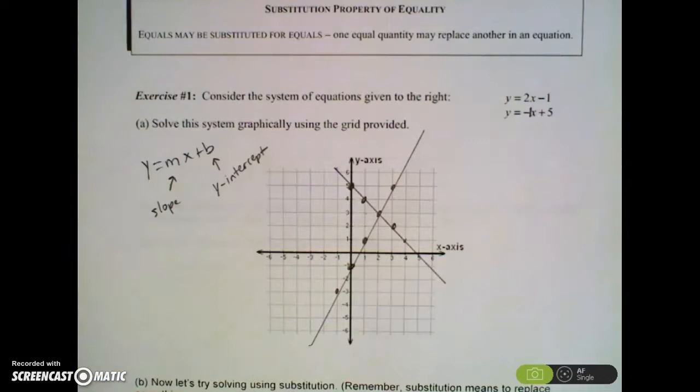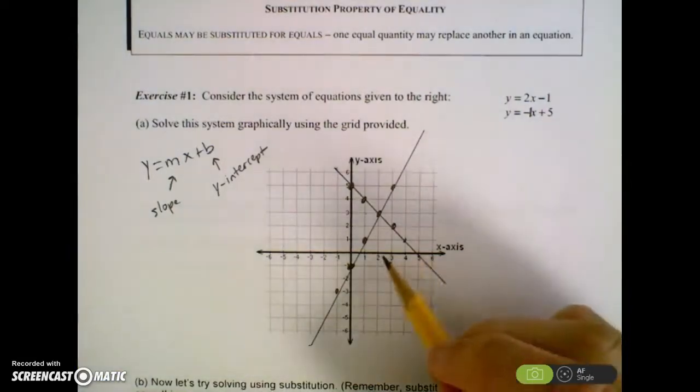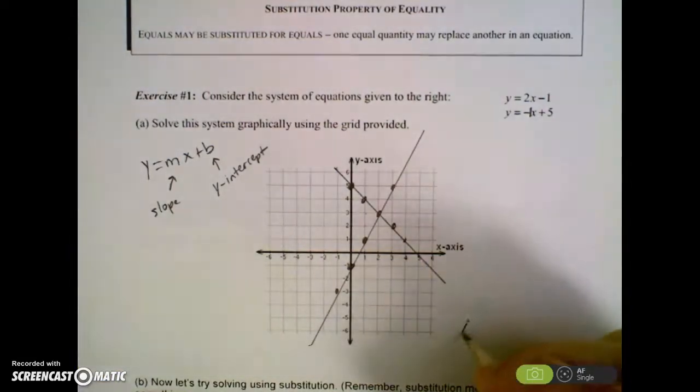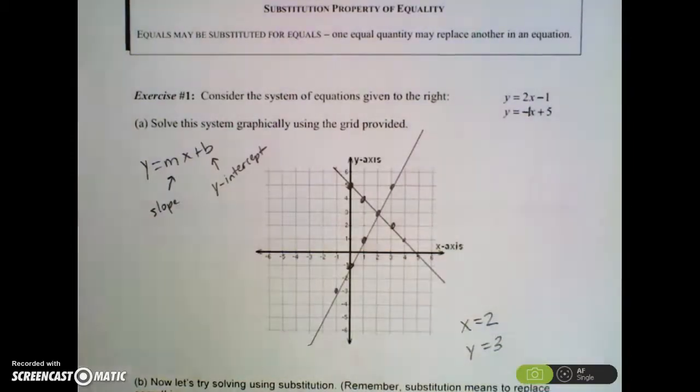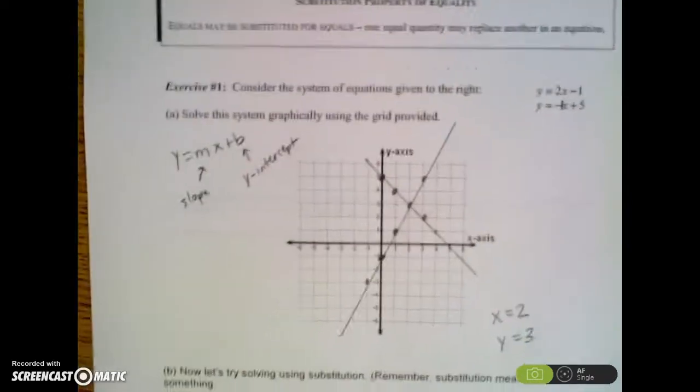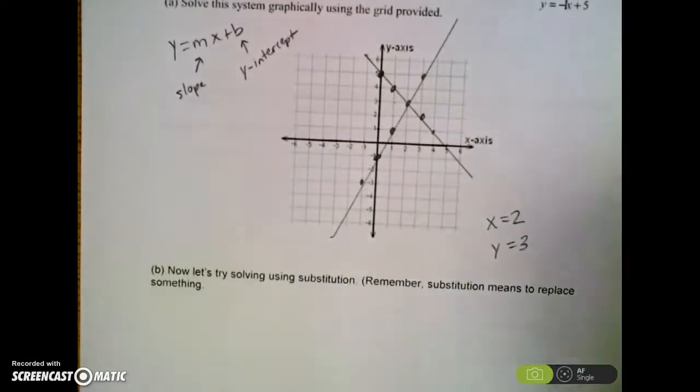Now that you've found the intersection point, you can tell me the coordinates, which are 2, 3. So x equals 2 and y equals 3. That's where the two lines intersect. Let's try doing this now using a different method, which is substitution. And remember, substitution means that you're going to replace something.